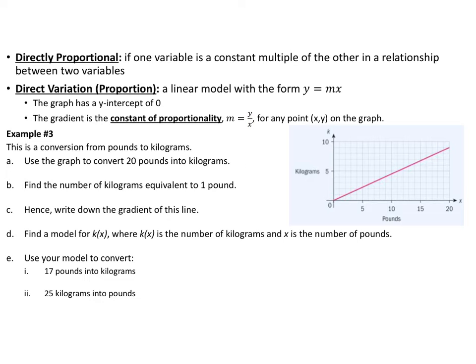So in this example, we're going to be converting between pounds and kilograms. You're going to use this graph here to help you, for part A, convert 20 pounds into kilograms. For part B, find the number of kilograms equivalent to 1 pound, which then we want to rewrite as the gradient of the line. And then we want to find the model k(x), where k(x) is the number of kilograms and x is the number of pounds, and then use your model to convert. So go ahead and pause the video and try that.